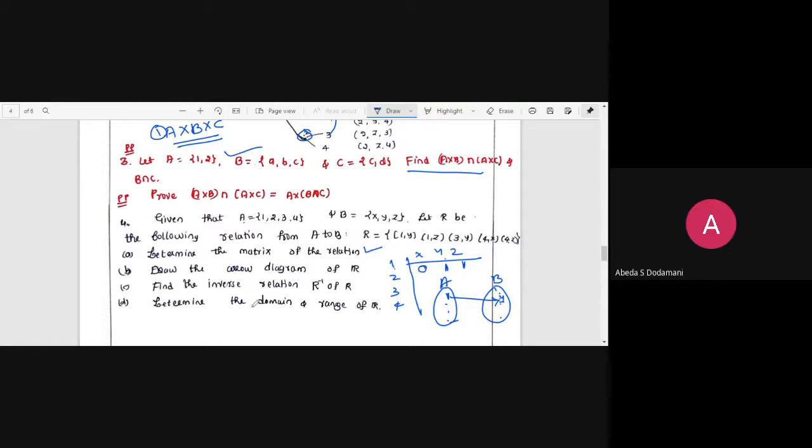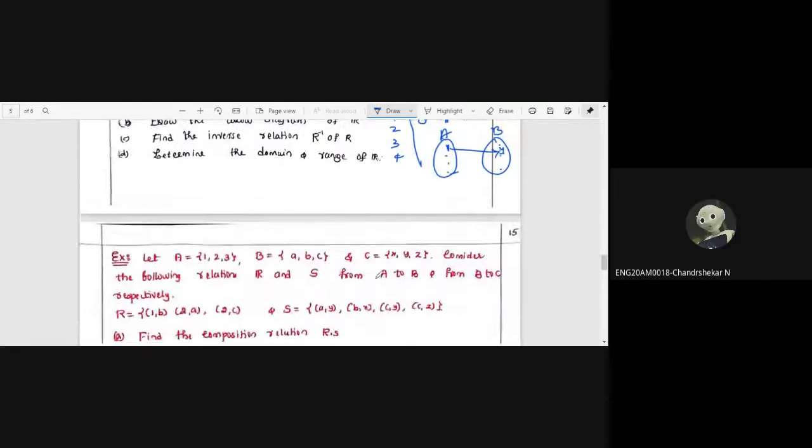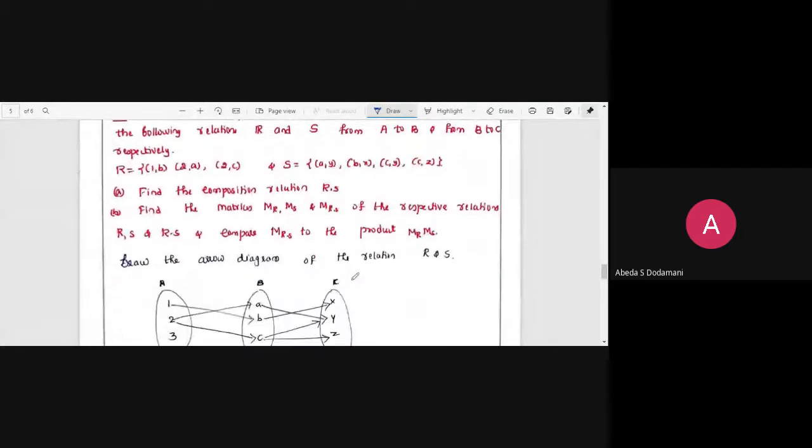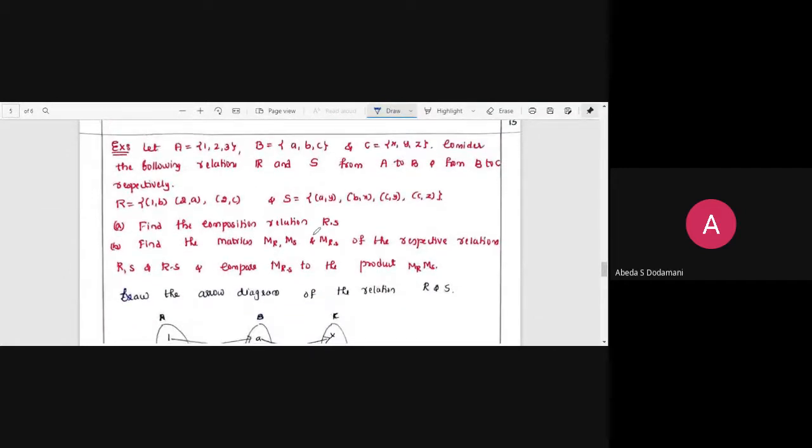And you know how to find the inverse of a relation? Write all of it in reverse order. If 1 Y is there, in the inverse you will write Y 1. If 1 Z is there, in the inverse you will write Z 1, and so on. Getting it, guys? Yes. I think you can solve this example using that idea. This example I have already solved.